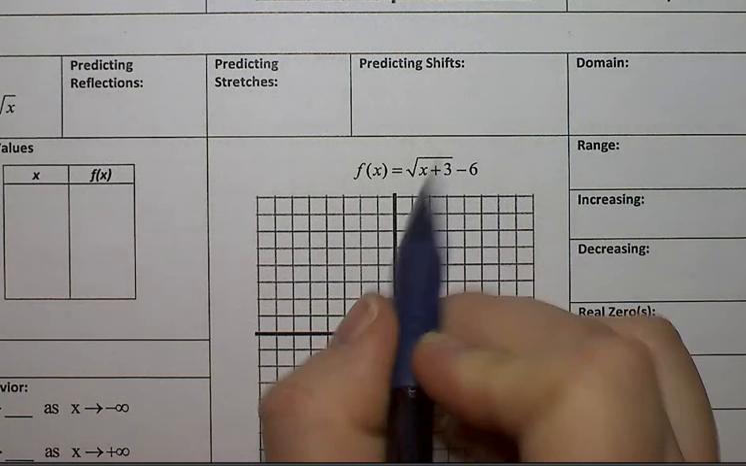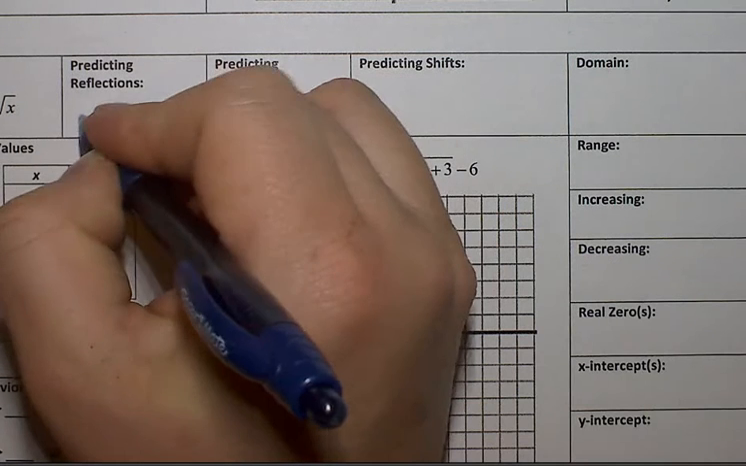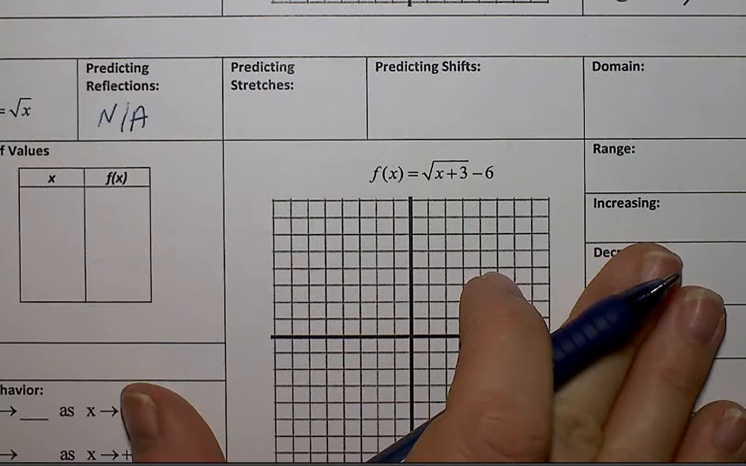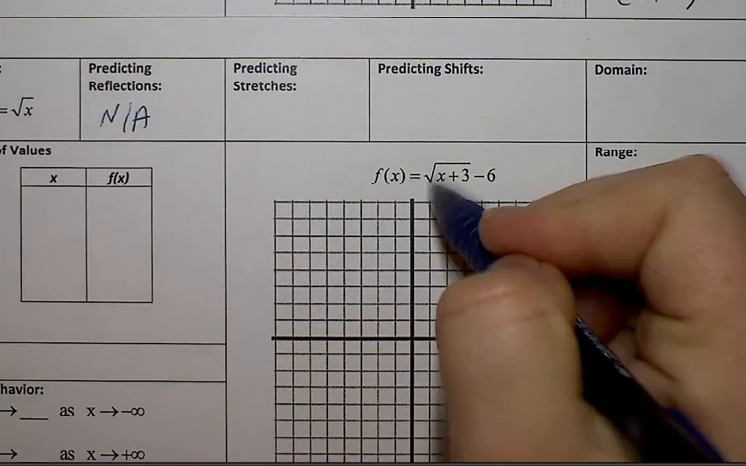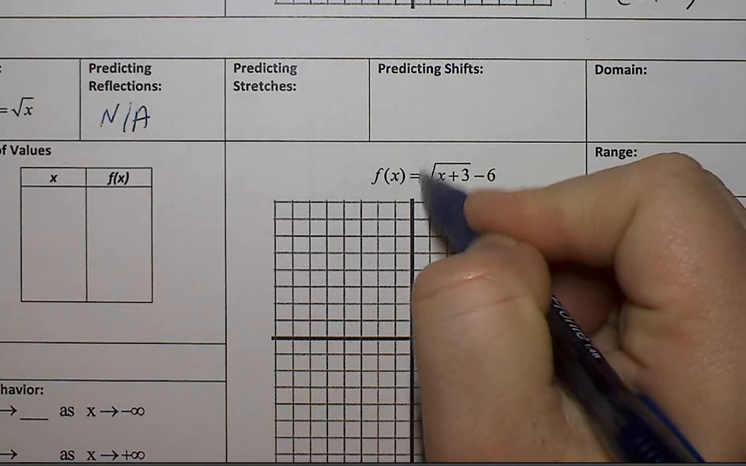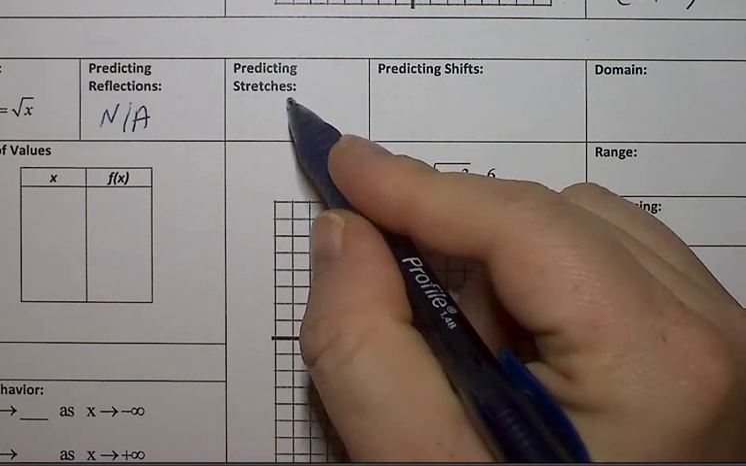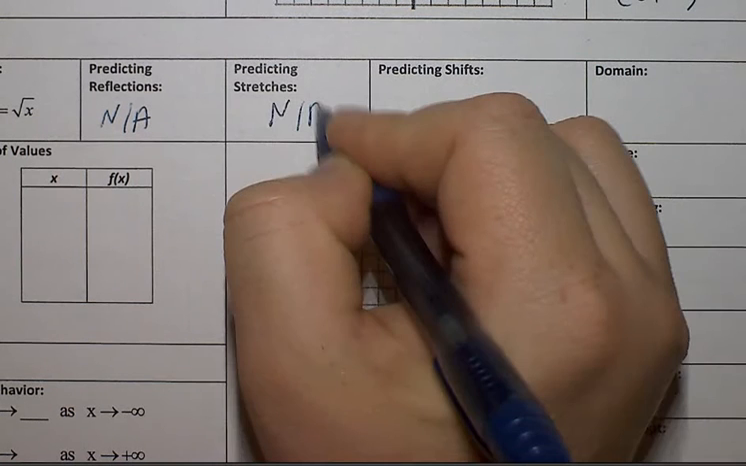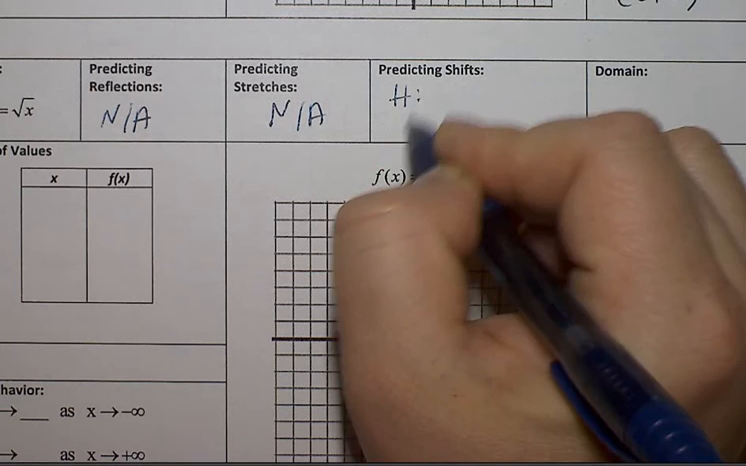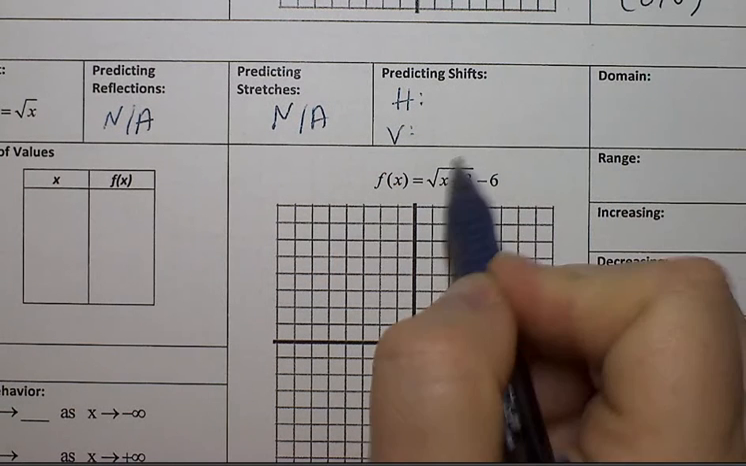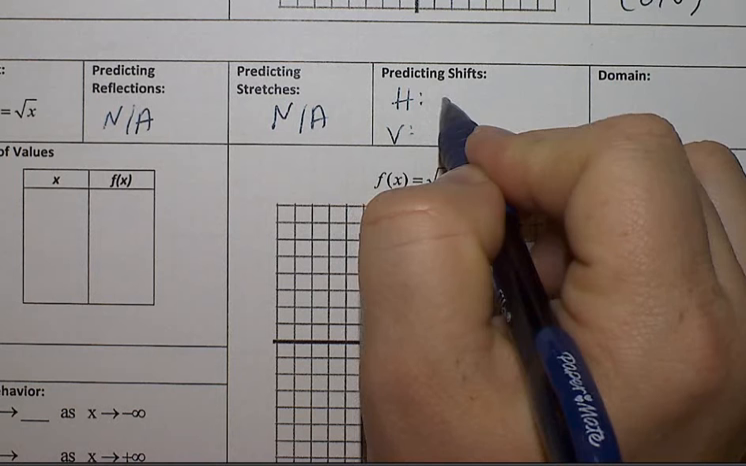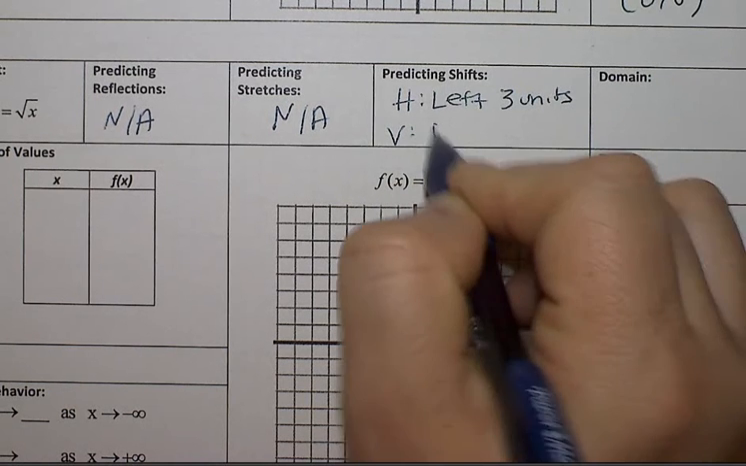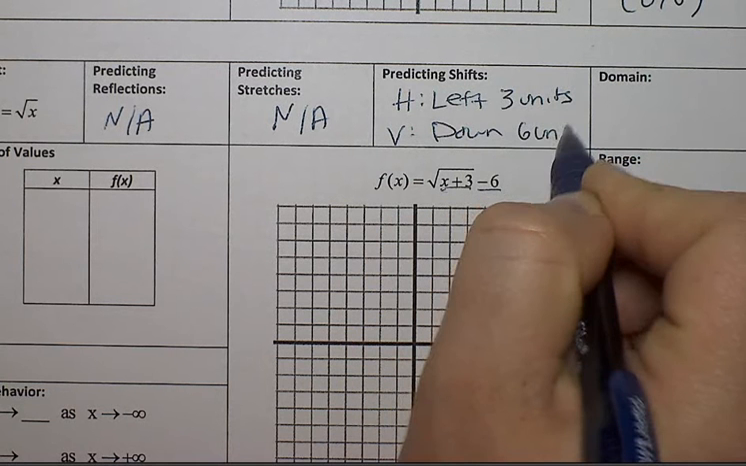Since there's not a negative in front, there is no reflection across the x-axis. There's no stretching or compressing because the number in front is a hidden 1. Again, greater than 1 is going to be a stretch, and if it's between 0 and 1, it'd be a compress. There is a horizontal and a vertical shift. It shifts to the left 3 units, and it shifts down 6 units.